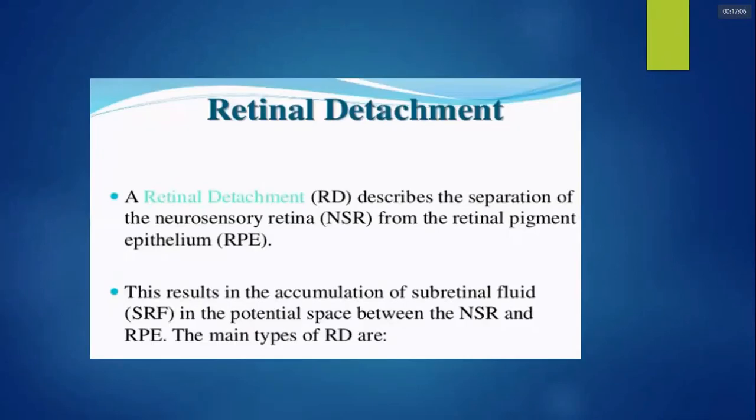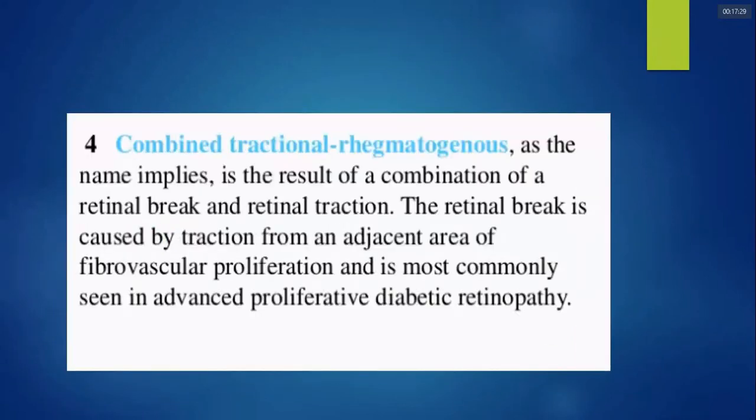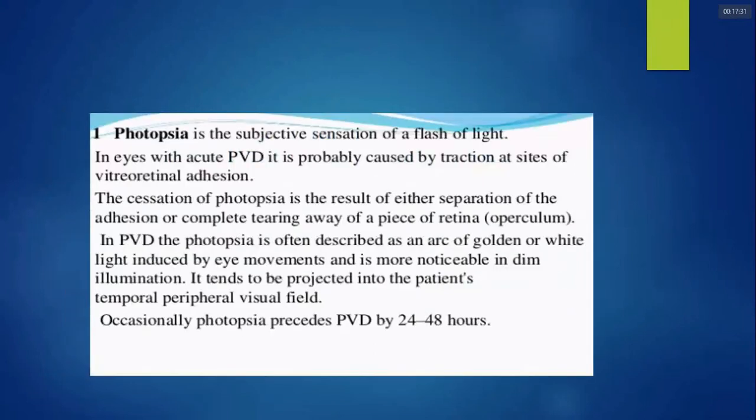So by now you might have understood what retinal detachment is. It is not the detachment of the retina from the vitreous. Always keep it in mind. It is the separation of the RPE from the neurosensory retina due to the accumulation of subretinal fluid in the potential space. So what are the things you will see?